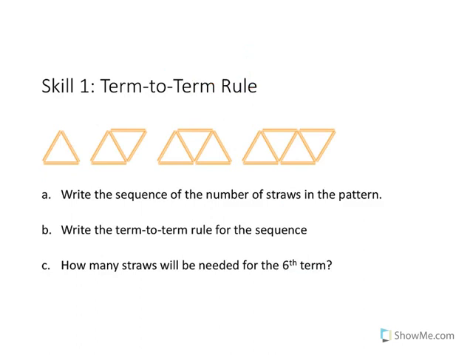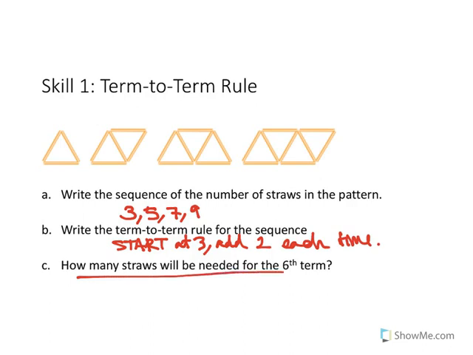If we were to write the sequence for A of the number of straws, we would start off with 3, then 5, and then 7, and then 9. And as you notice, we have to start at 3 and add 2 each time.